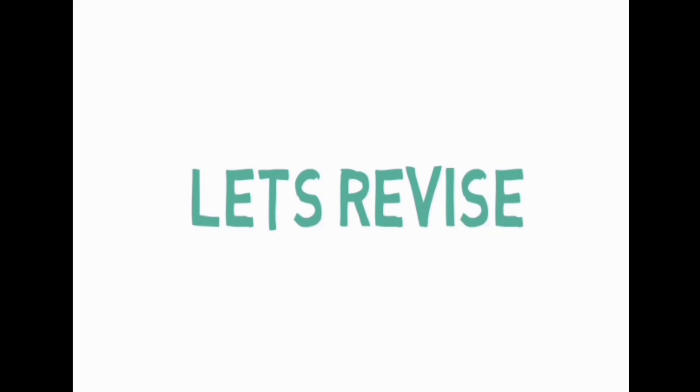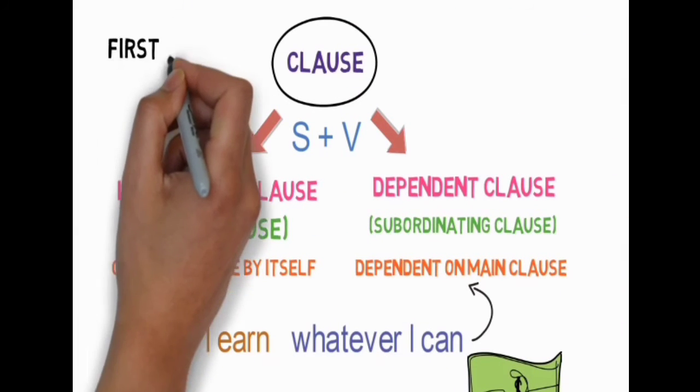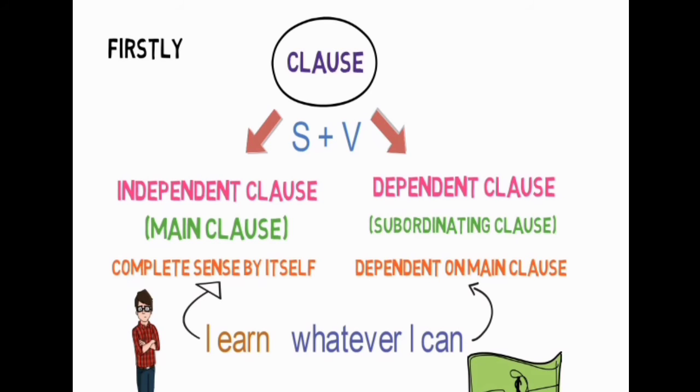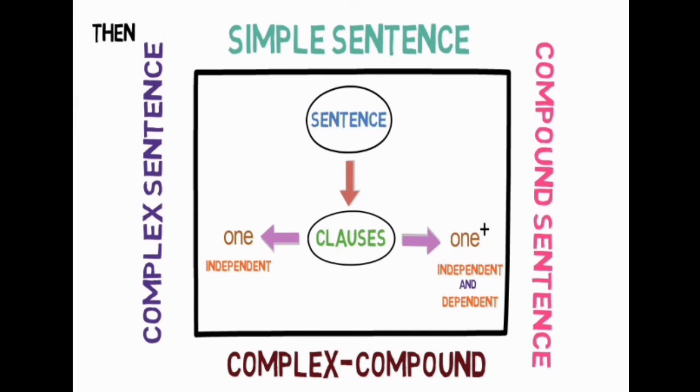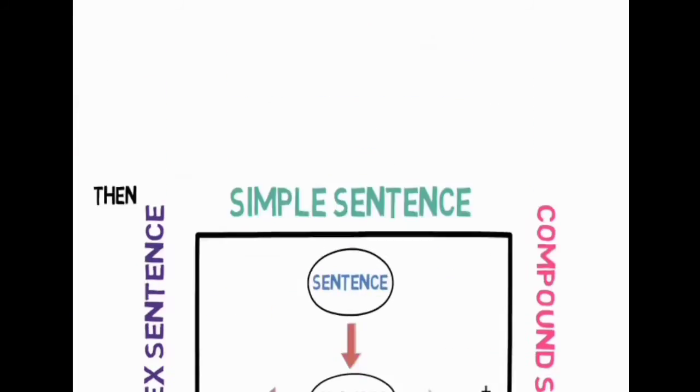Let's quickly revise what we have learnt in this lesson. Firstly, we understood what are the two main types of clause. These are independent and dependent clause. Then we discussed four types of sentences based on structure.